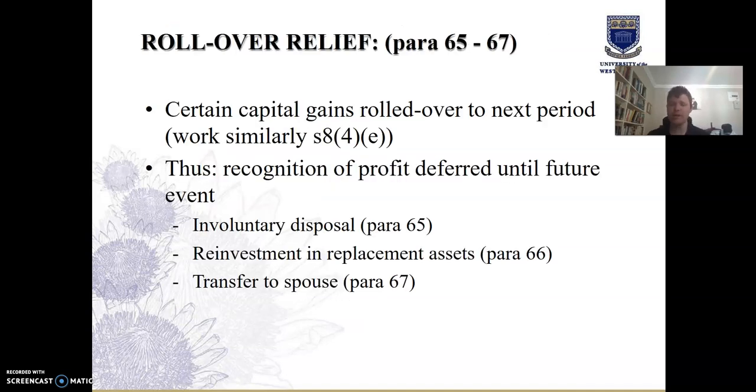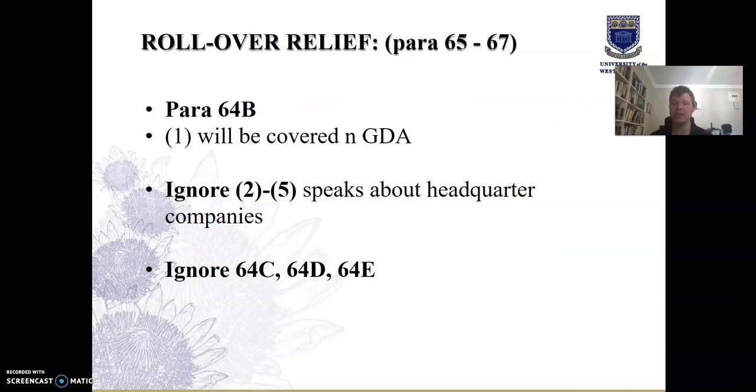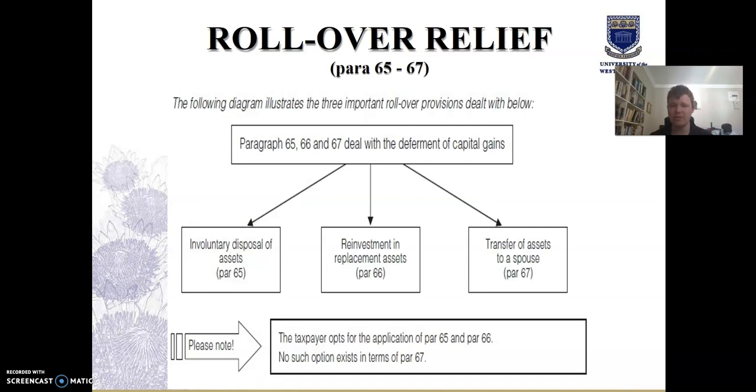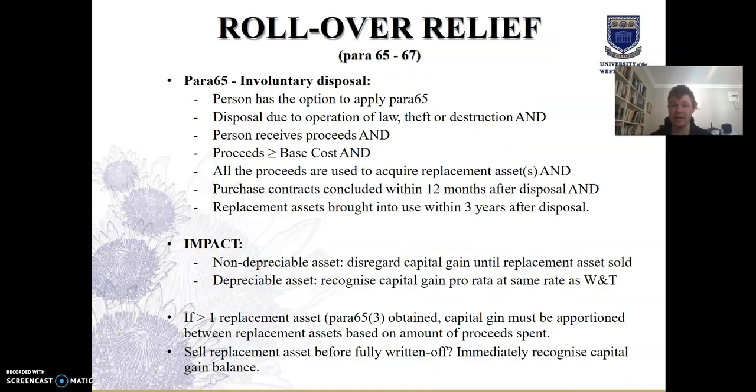And then we move away from exemptions to what's called rollover relief. Now, rollover relief is a way of deferring your CGT liability. It's a way of taking any kind of gains that you have and not taxing them now, taxing them in the future. So we're going to look at three different ways that this happens. Firstly, 64B, you'll cover part of it in GDA, the rest of it, as well as C, D, and E, speak about headquarter companies and stuff like that. We're not going to do that. What we are going to do is look at these, 65, 66, and 67.